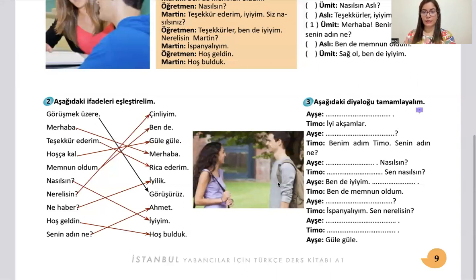Exercise 3. As you can see, there is a conversation between two friends, Ayşe, Timo. Aşağıdaki diyaloğu tamamlayalım. Let's complete this conversation below. Pause the video and try to do it on your own. Then I'll show you the answers. As you can see, some sentences are written and you must complete the rest.